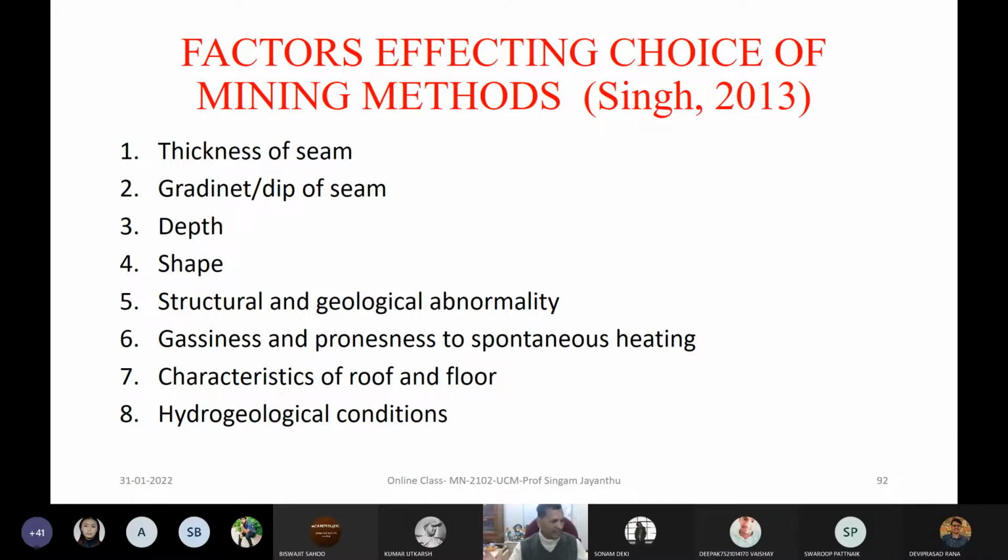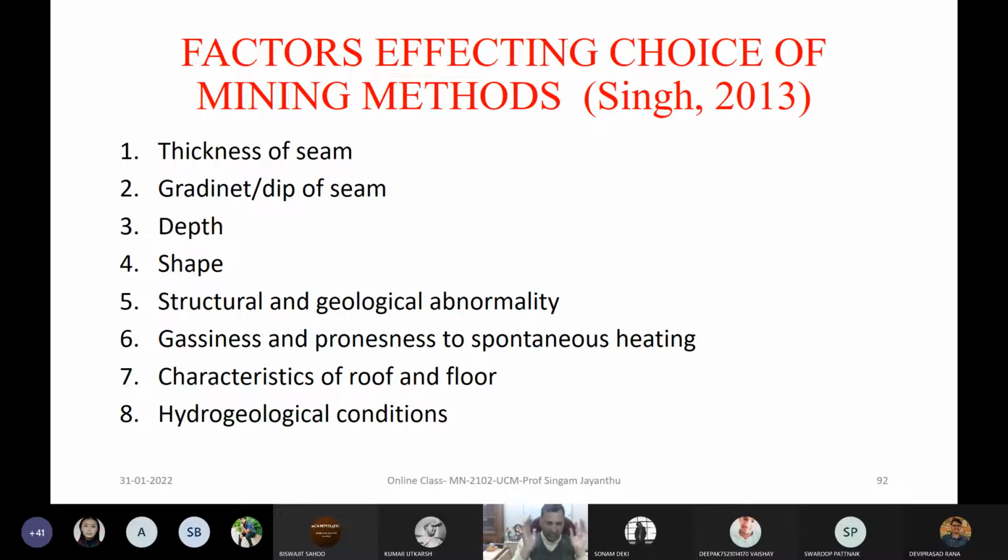Very simple. If it is 1 in 1, it means horizontal 1, vertical 1, so this is 45 degrees. This is the dipping of the seams. So much of deep seams were there, I mean steep seams. We call this a steep seam, right?